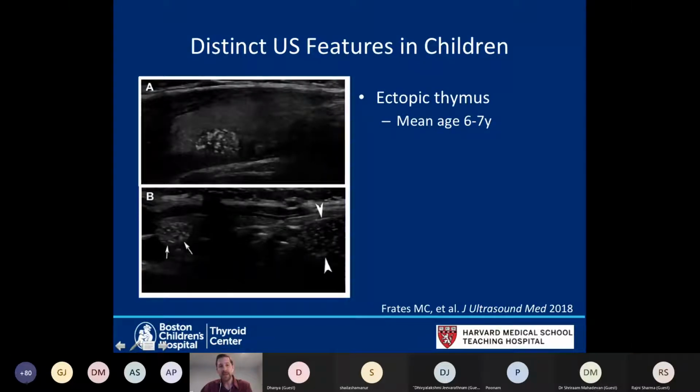So if you're seeing something like this in a young child, 4, 5, 6, 7, 8, epidemiologically, it's probably much more likely to be ectopic thymus than it is to be thyroid cancer. And so you need to be careful about going ahead and biopsying these. Obviously, if there are other features that are concerning, or if it grows, that's a different story. But this should, like normal thymic tissue, involute over time. So this is an important thing to be aware of.